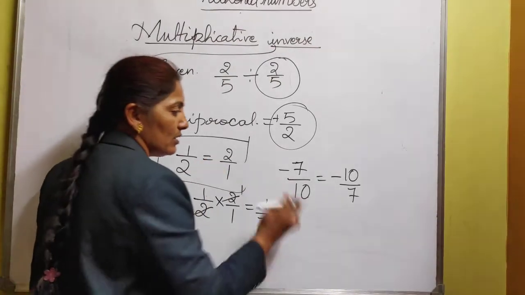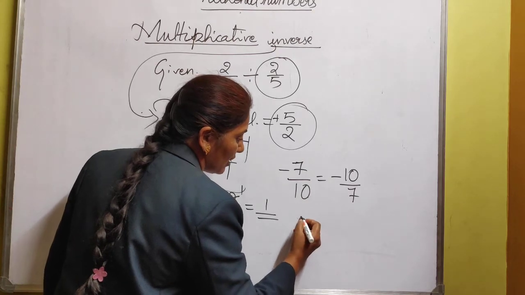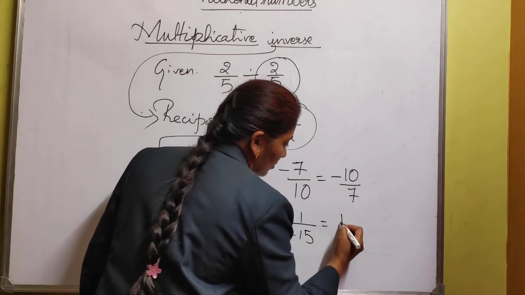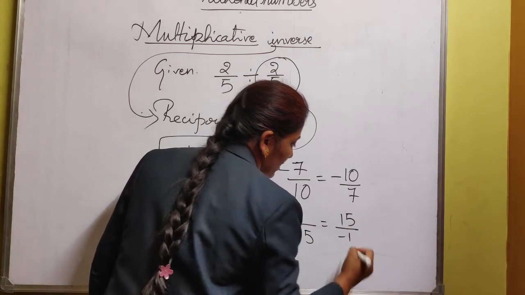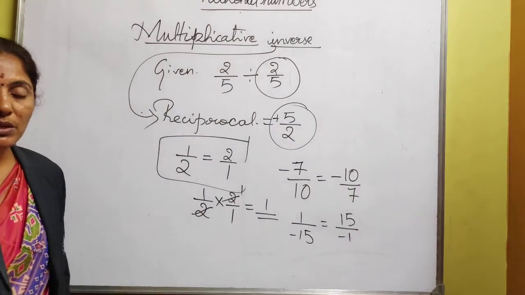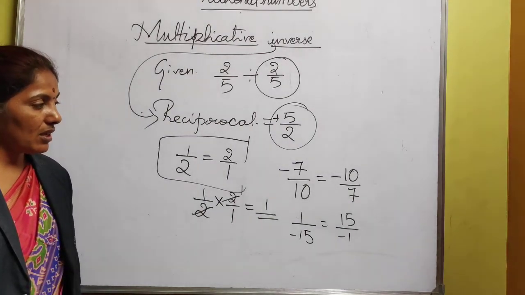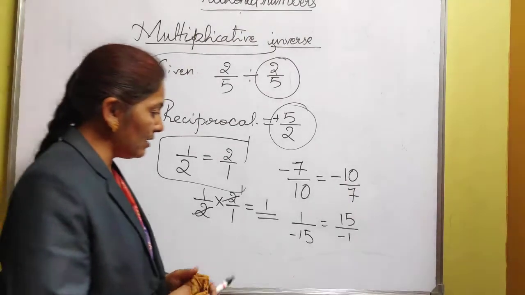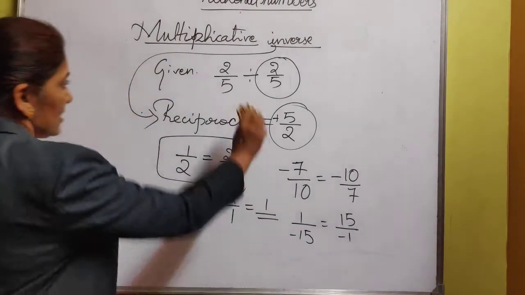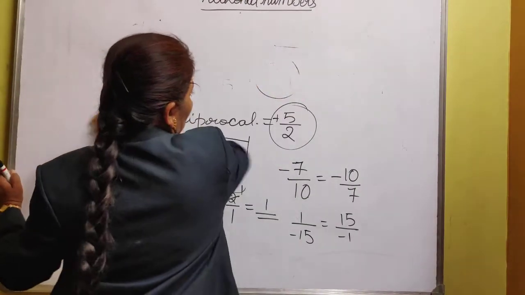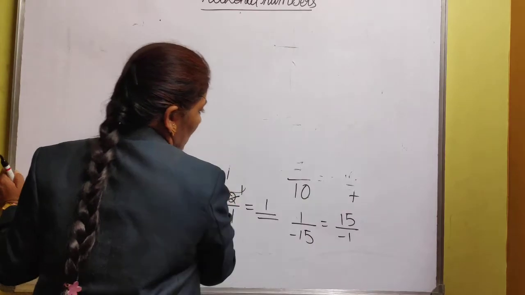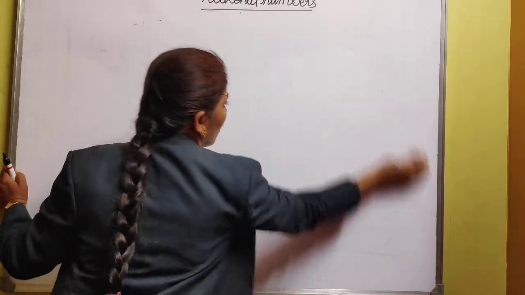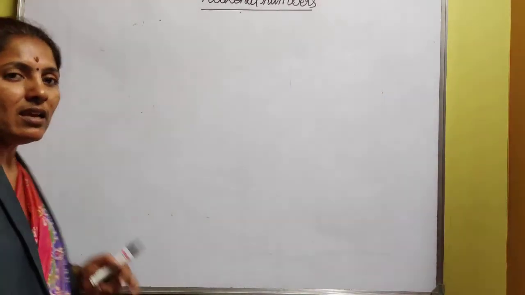Even when you have the negative sign in the denominator, say 1 by minus 15, I can write this as 15 by minus 1. The sign remains the same. There will be no change in the sign, whether the negative sign is in the denominator or in the numerator part. You are supposed to write the sign as it is, in the same place. So this is all about the multiplicative inverse, additive inverse, and 1 is the identity element while 0 is the additive identity, for all the rational numbers or the integers.